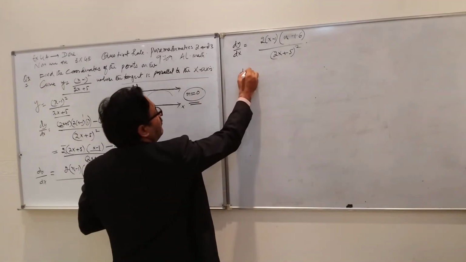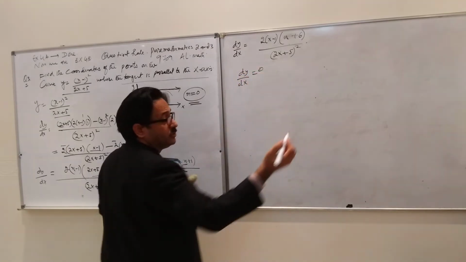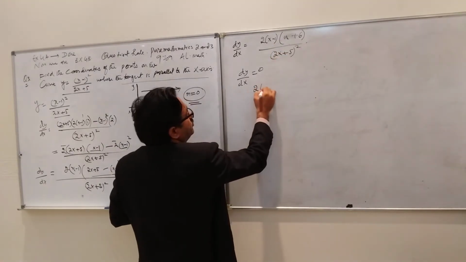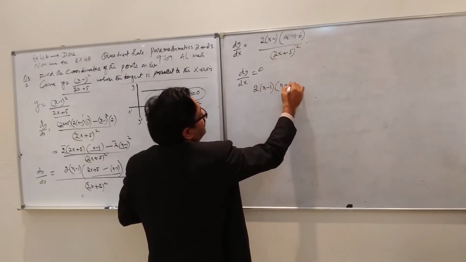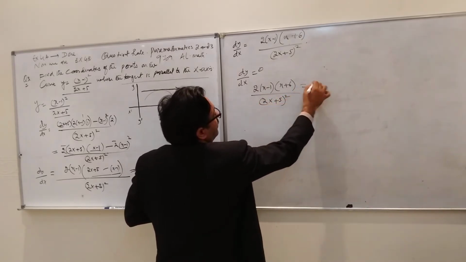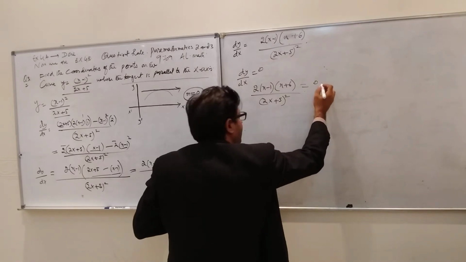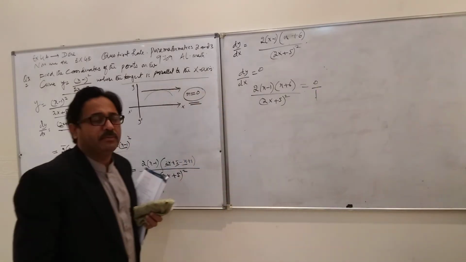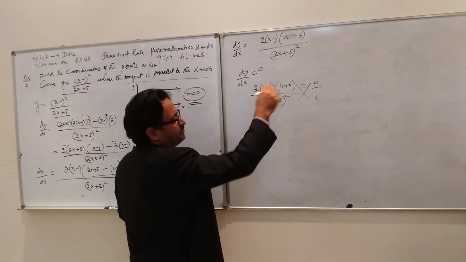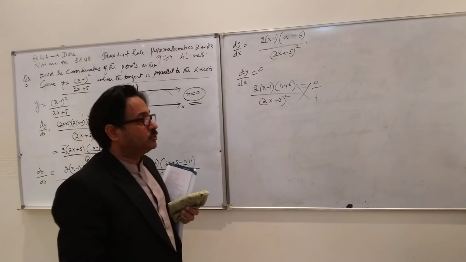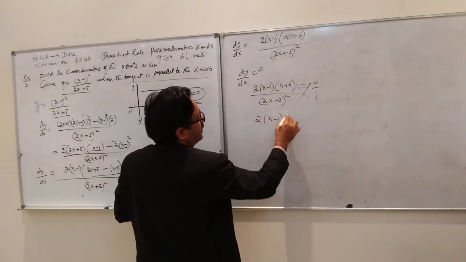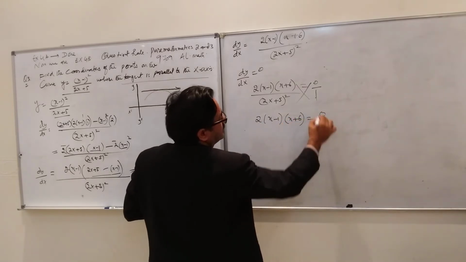Now, they say dy/dx is equal to 0. When dy/dx is equal to 0, it means this whole thing is equal to 0. So 2(x − 1)(x + 6) over (2x + 5) squared is equal to 0. I can write 0 as 0 over 1, because 0 over 1 is again 0. I'm writing 0 over 1 because it will be easy for me to do the cross product. So 1 multiplies with 2(x − 1)(x + 6), and that is 0.